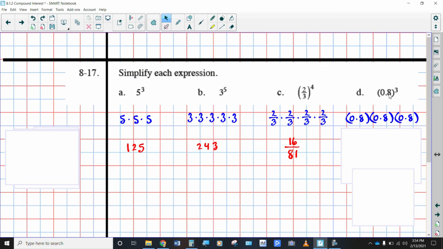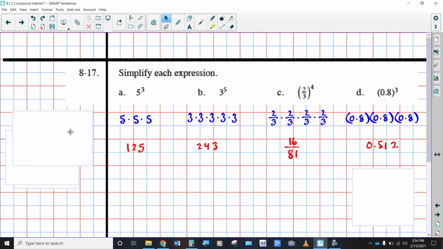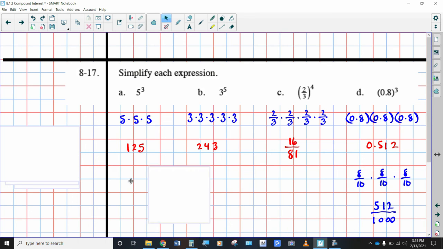And now you do the same thing with decimal numbers. 8 tenths times 8 tenths times 8 tenths is going to be 8 times 8 times 8, which is 512, but there will be 3 decimal places, so we'll put those 3 back in. If you wanted to see that as a fraction, 8 tenths times 8 tenths times 8 tenths, 8 times 8 times 8 is 512, and 10 times 10 times 10 is 1,000. That's why this is a decimal number that says 512 thousandths.